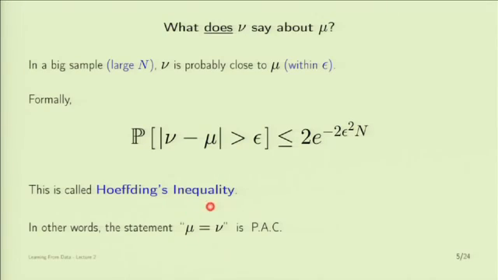So we actually are not making the statement mu equals nu, we are making a PAC statement. And that stands for, this statement is probably approximately correct. Probably because of this: this is small, so the probability of violation is small. Approximately because of this: we are not saying that mu equals nu, we are saying that they are close to each other. And that theme will remain with us in learning.